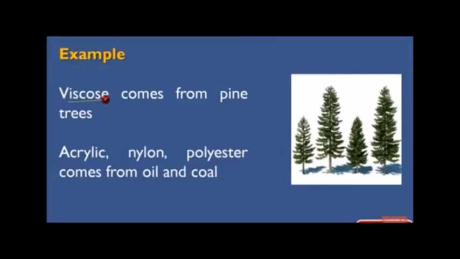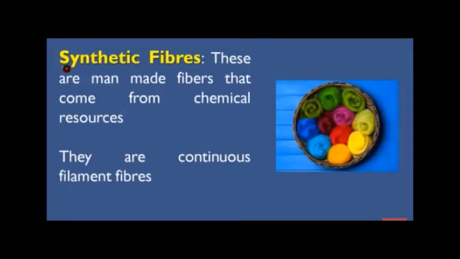For example, viscose comes from pine trees. Acrylic, nylon, polyester come from oil and coal. And synthetic fibers are man-made fibers that come from chemical resources. They are continuous filament fibers.